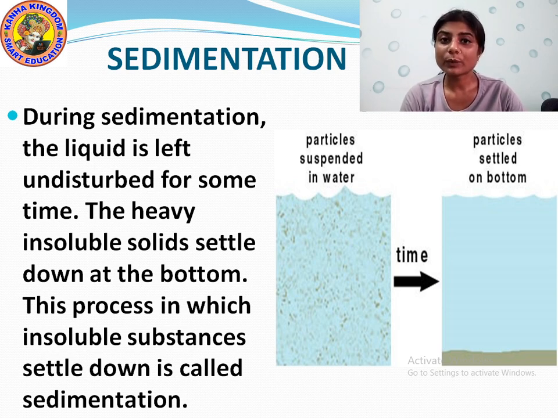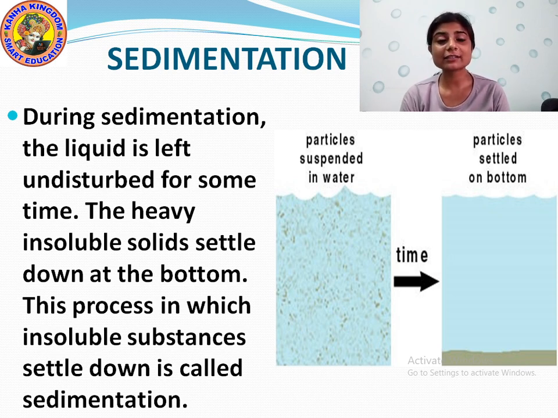The process in which the insoluble substances settle down is called sedimentation. Sedimentation is the process where the heavy or insoluble substance settles down in a solution. For example, you can take a solution of sand and water. When you put it aside for some time, the sand particles settle down. So this is the process of sedimentation.